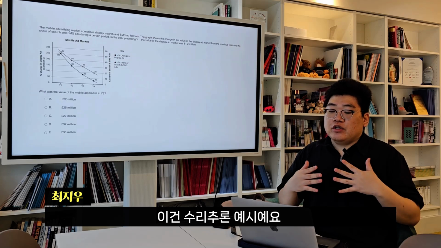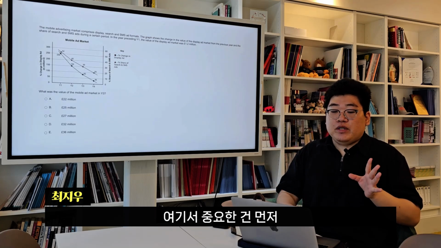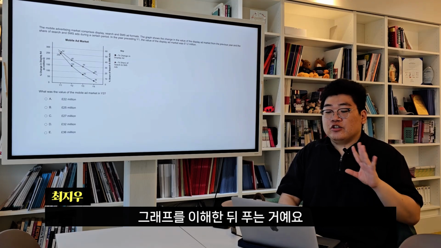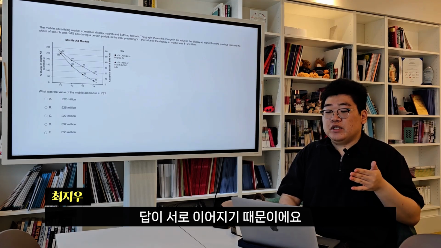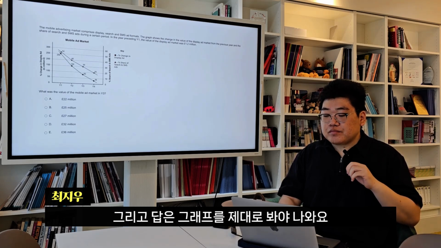And this is an example of a quantitative reasoning section that you can see. And one important bit here is, I advise you to first spend some time reading the text and understanding the graph before you approach the question, because the answers do build upon each other and the answers can be found only when you understand the graph properly.